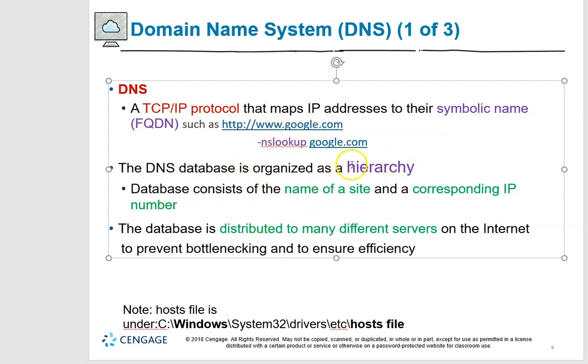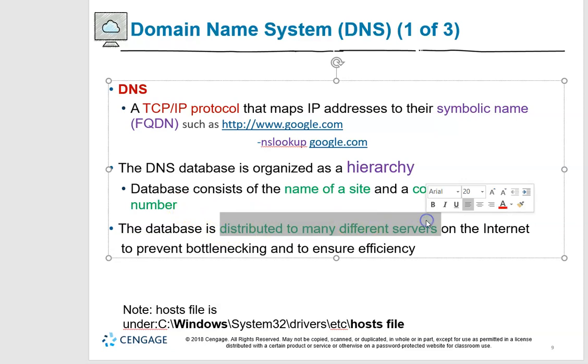How does it work? Well, it's a distributed database organized in a hierarchy. First off, the database contains records that consist of the name of the site, whatever the web page is, and its corresponding IP number. So it's like a huge Excel spreadsheet. You can think of it that way. And like I said, it's distributed to many different servers on the internet.